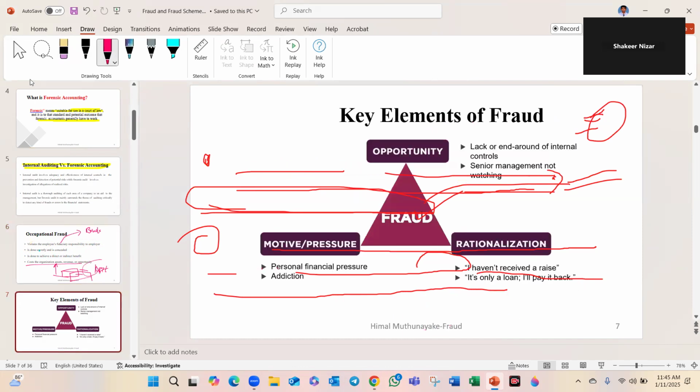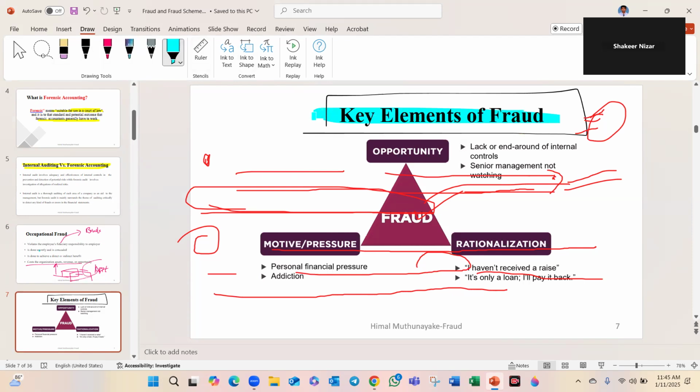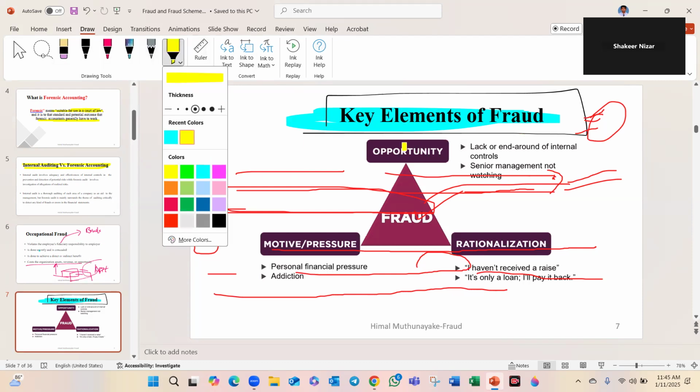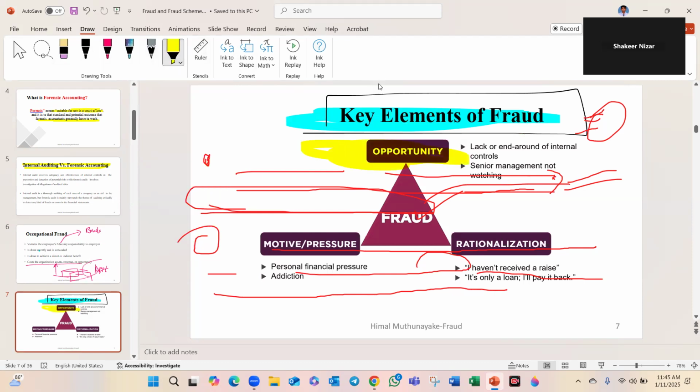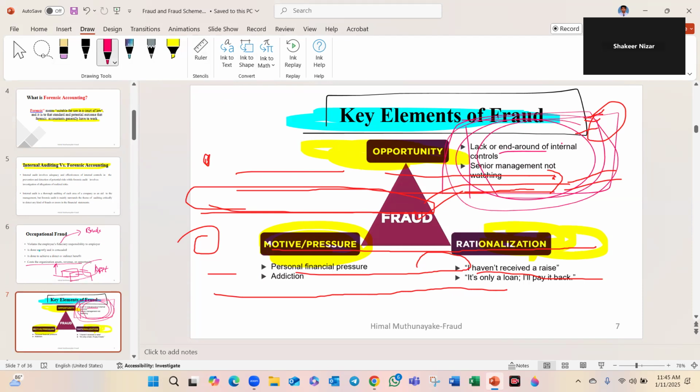Okay. Key elements of fraud. This is very important when it comes to forensic accounting. Why do frauds occur, right? Key elements of fraud. The name itself is given, it's key elements. There is an opportunity to engage in fraud, right? There is an opportunity, and then you have pressure, and rationalization. Opportunity means poor internal control, senior management not overseeing the company activities. The company environment itself gives an opportunity to commit a fraud, right?